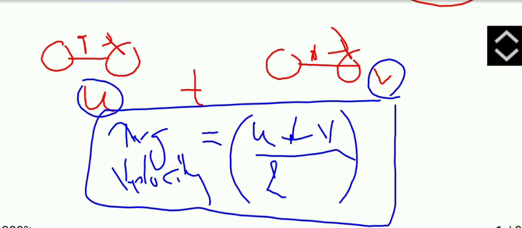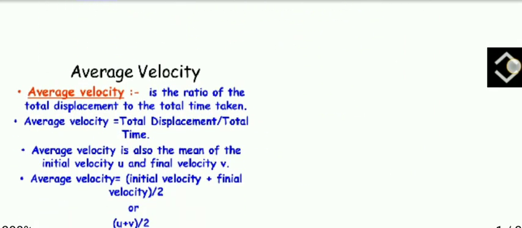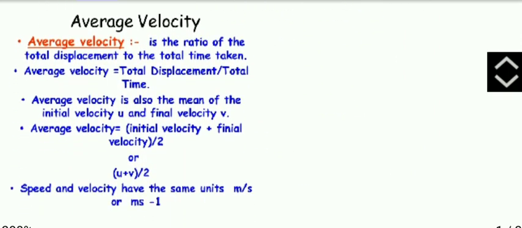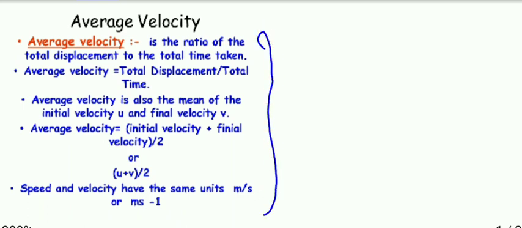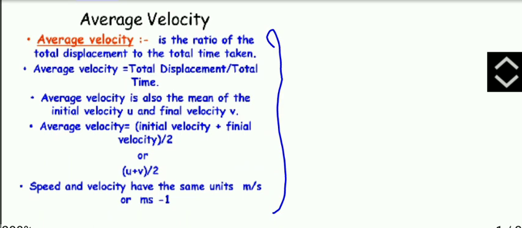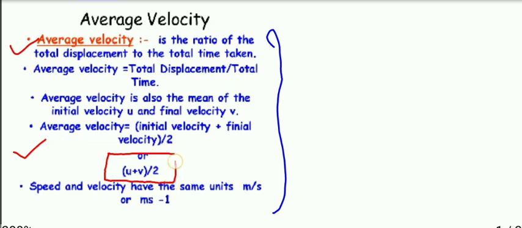Now I'll place a formula over here so you can understand average velocity very well. You can see in this example, average velocity is the ratio of total displacement to the total time taken. So this is one formula. Now there is another way to calculate the average velocity: initial velocity plus final velocity divided by 2. So this is the second formula.